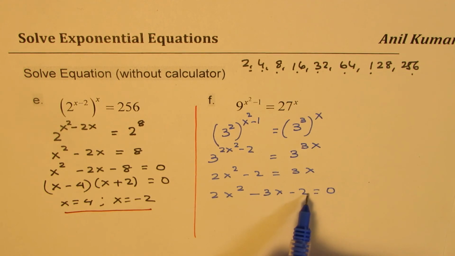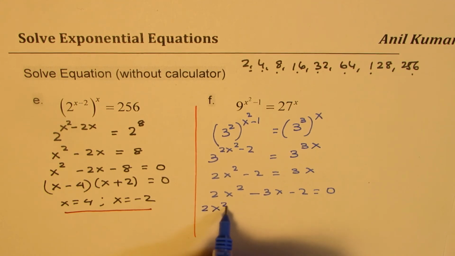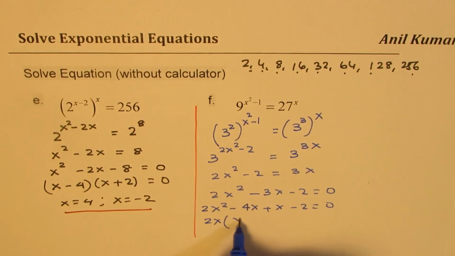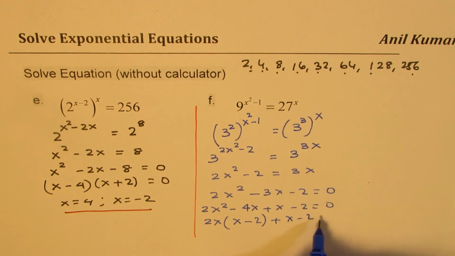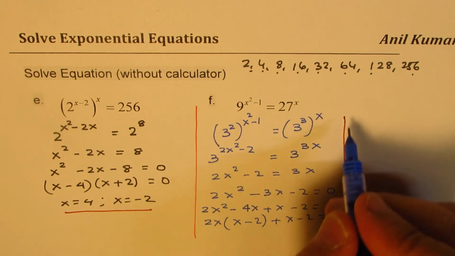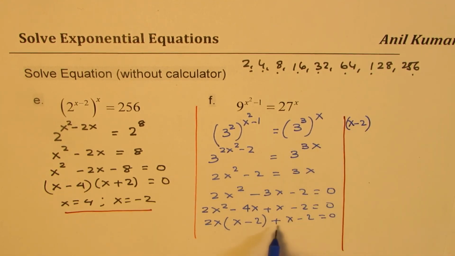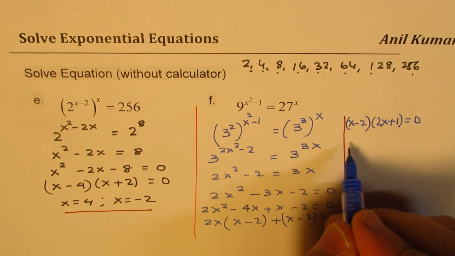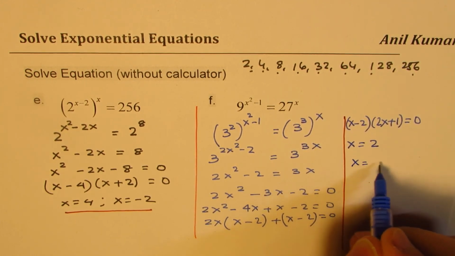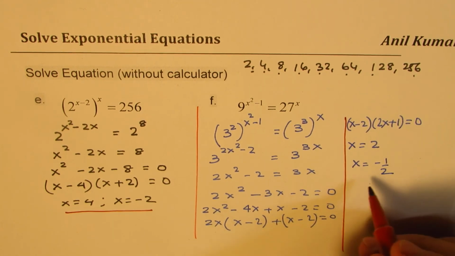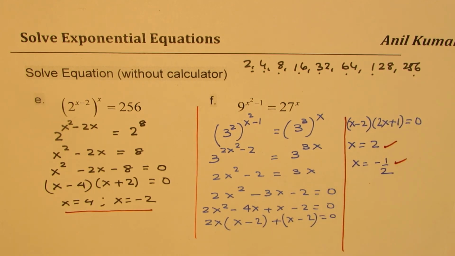2 times 2 is 4. We need a sum of minus 3. So 4 times 1. So we'll split this and write it as 2x squared minus 4x plus x minus 2 equals 0. 2x is common, so we get 2x times x minus 2 plus x minus 2 equals 0, right? So x minus 2 is a common factor, times 2x plus 1, right? So we have x minus 2 equals 0 and 2x plus 1 equals 0. So x equals 2 and x equals minus half are two solutions in the given case. So we have both these solutions as the solution of the given equation.